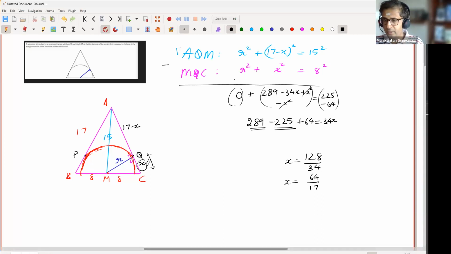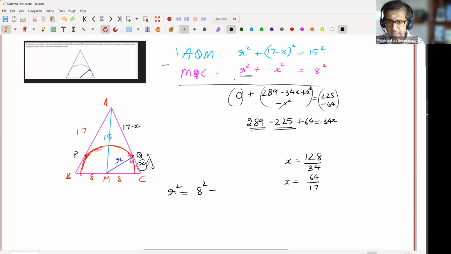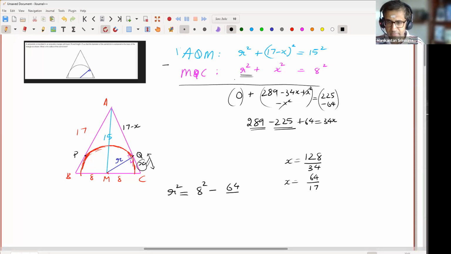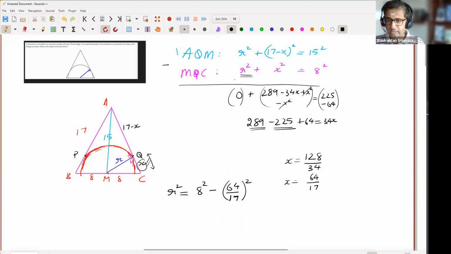Arana, you with me so far? Completely okay, right? So far? Okay. So now I know x, I can just substitute here. Therefore, r square is 8 square minus 64 by 17 whole square. Okay. Now, obviously, this is a big number. So let's try to be clever in solving this.